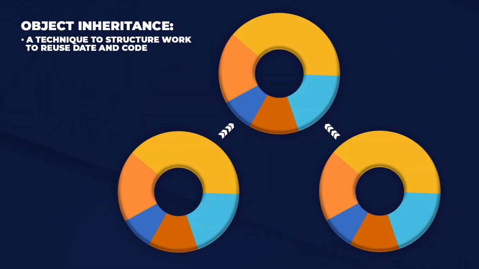Finally, there's something called object inheritance, and that's a technique to structure your work where you can reuse the objects in the lower part here. They inherit the data and the behavior, the methods of their parent class or object definition. So it's a technique to structure your work, to organize it better, and to reuse data and code.